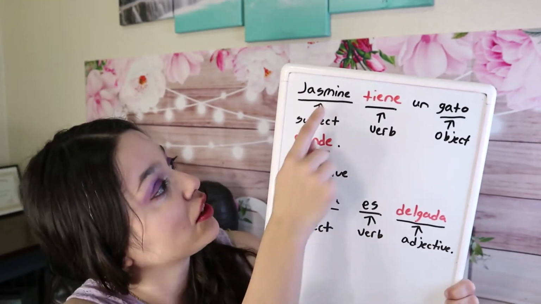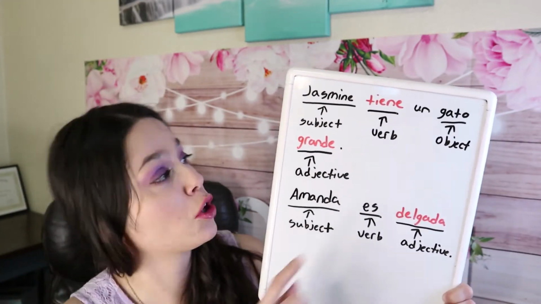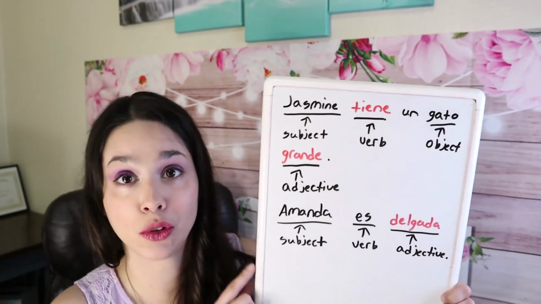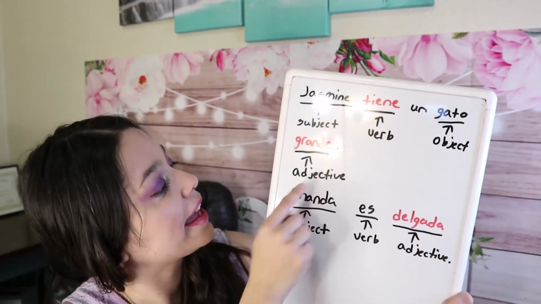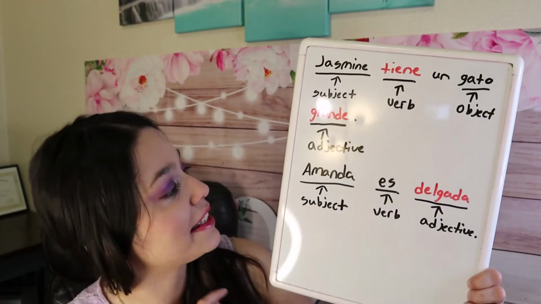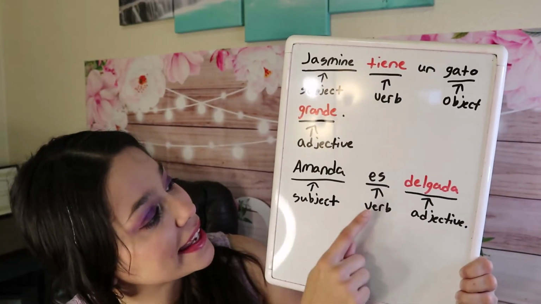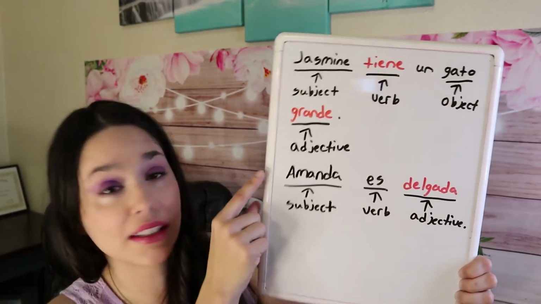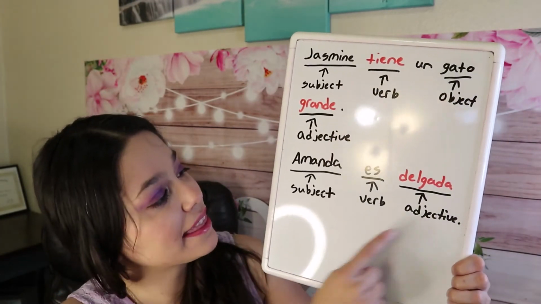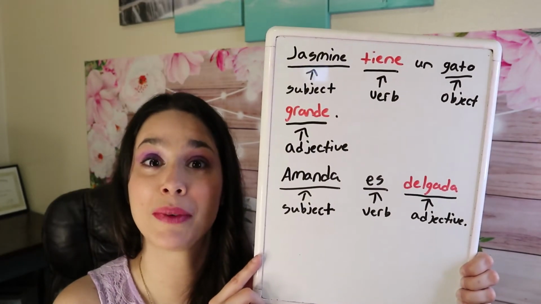So our subject here is Jasmine. The verb is tiene, which means has. The object is gato, which is cat. And the adjective is grande, which is big. Here's our next sample sentence. Amanda es delgada. Our subject is Amanda. The verb es. And the adjective delgada, which means thin. Good job. Now, negative statements are used by using a negative immediately before the verb.